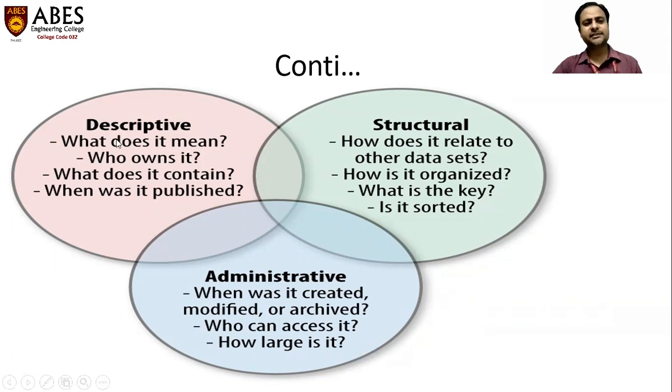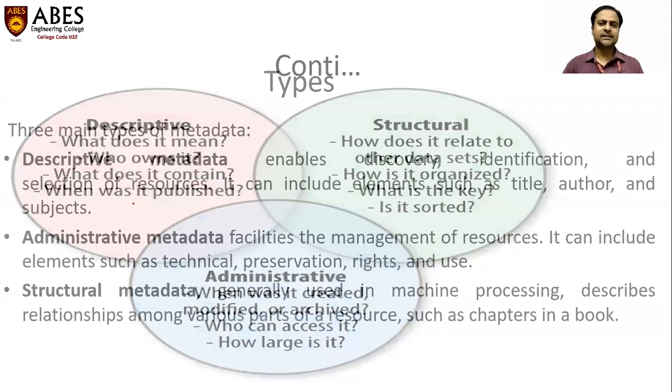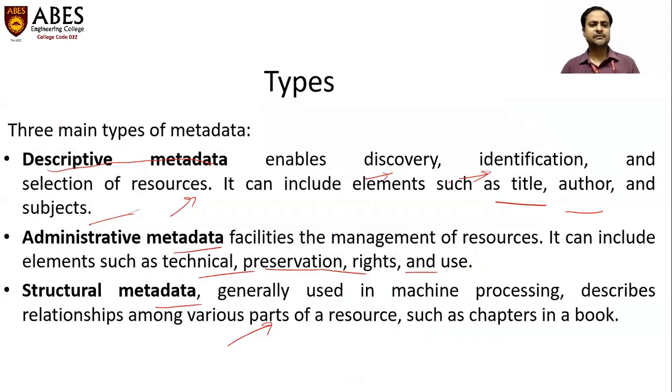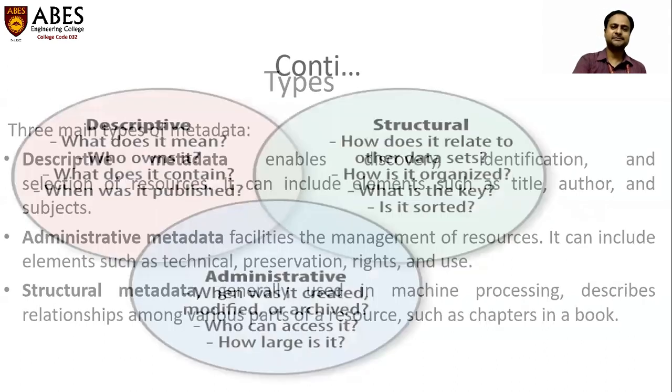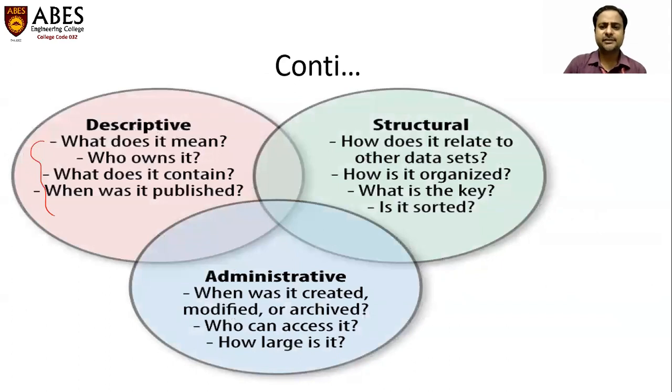So in descriptive metadata, we get the answer to what the data actually means, who owns it, what it contains, and when it was published. As we saw earlier, identification and selection of the resources, like title, author, and subject, are the key components of descriptive metadata. In structural metadata, we get the answer to how it relates to other datasets, how it is organized, what the key is, and whether it is sorted or not.